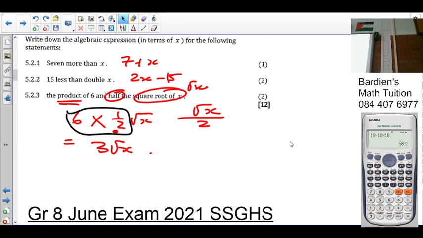I said root x over 2 times 6, and then I simplified and got this. Yes. Give her a round of applause. Full marks, Pumla.